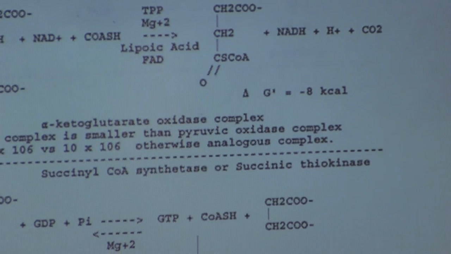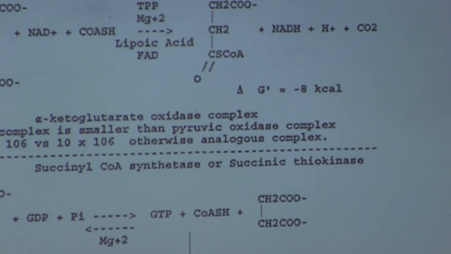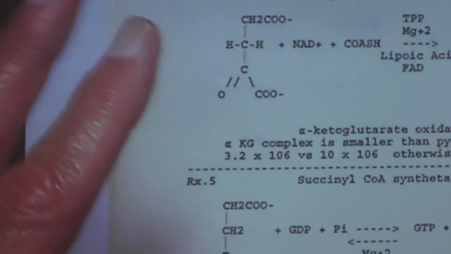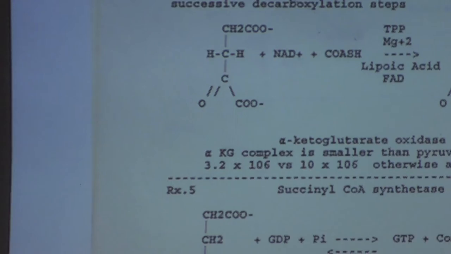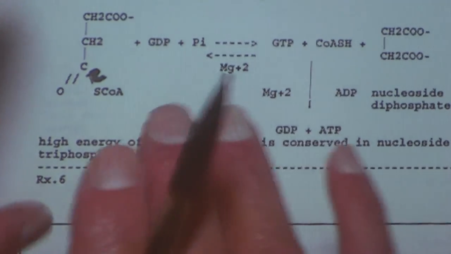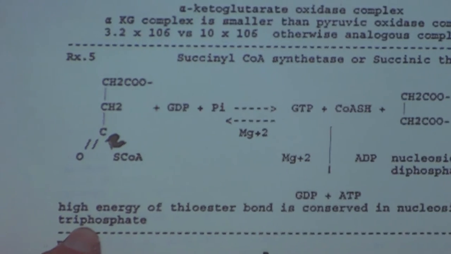Okay, now the next step is we have this high energy bond here. We're going to break this bond, this carbon-sulfur bond. We're going to release a lot of energy. And that energy we're going to use to drive the synthesis of 1 ATP. And all we need to know is, as a result of this reaction, we make 1 ATP. Okay?